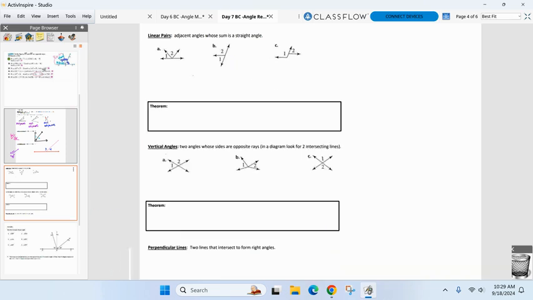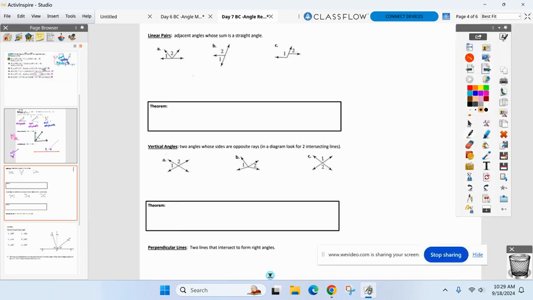So you probably heard of those. Let me introduce you to a couple you probably have not heard of. Linear pairs. Linear with the word line in it. Pairs, 2. So 2 angles that form a straight line, and they have to be adjacent. So we're putting everything together now: 2 angles that are adjacent and form a straight angle.